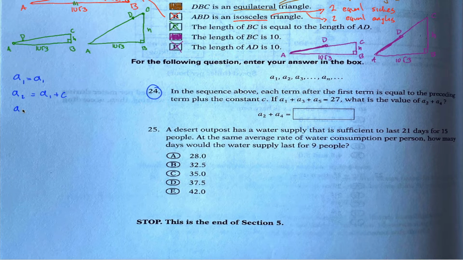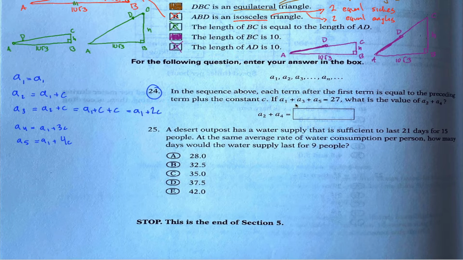So then what about A3? Well, we could call that A2 plus c, but A2 is just A1 plus c. So we could call that A1 plus c plus c. In other words, A1 plus 2c. We can call A4 A1 plus 3 of these c's. We can call A5 A1 plus 4 of these c's. And now we have enough information to answer the question.